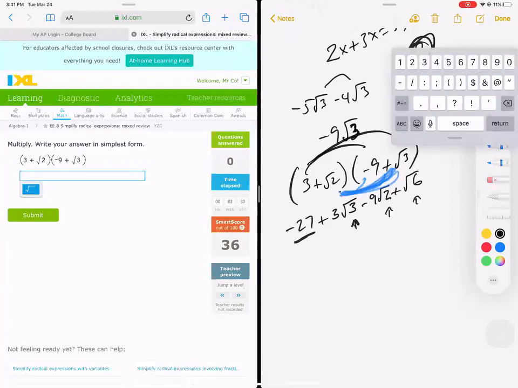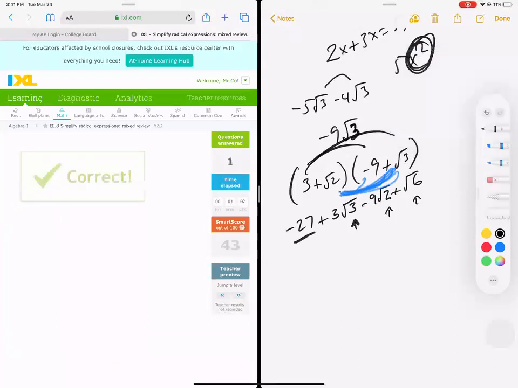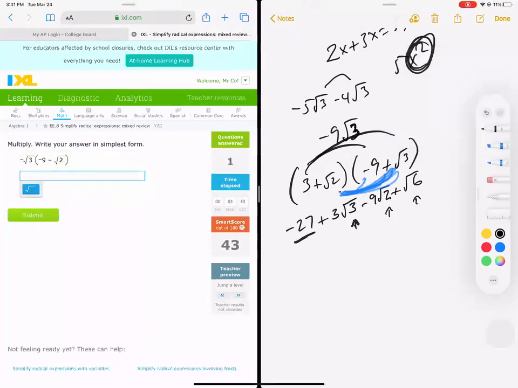It's going to be kind of hard to write in. Negative 27 plus 3 square root of 3 minus 9 square root of 2 plus square root of 6. Ooh, that was correct. That was scary.